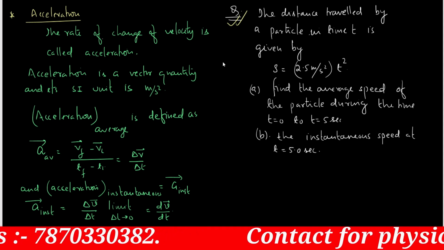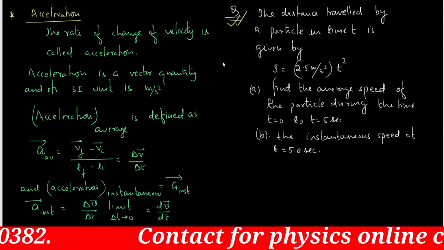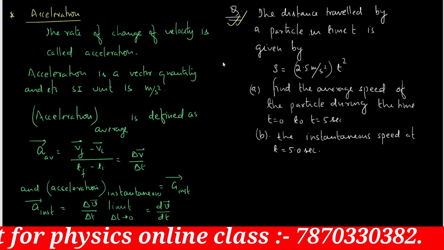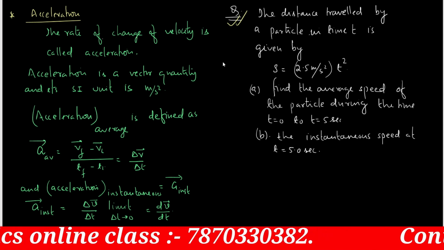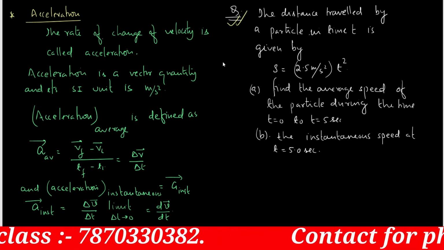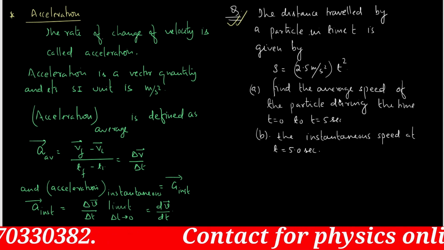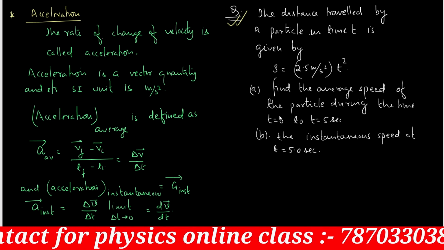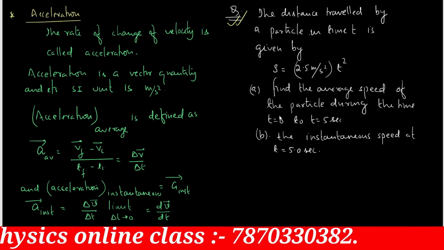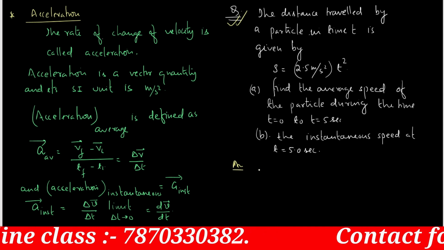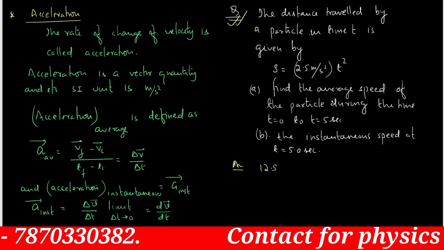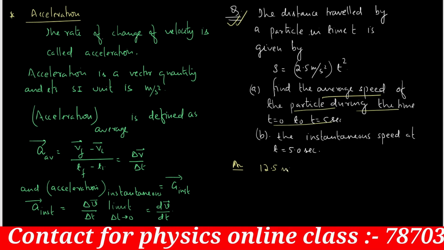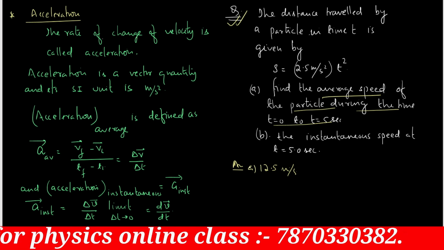So for A, it should be 12.5? Question was find the average speed of the particle. The answer of part A is 12.5. Yeah, I got 12.5. The average speed of the particle during this time is 12.5 meter per second. This was the answer of A part.